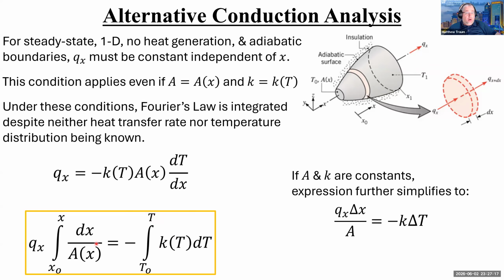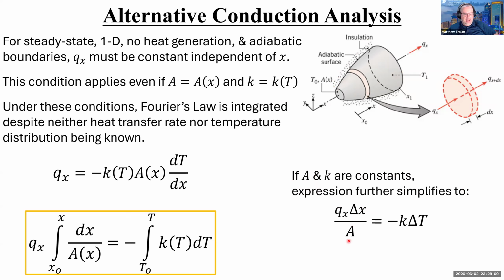For this example, I don't know what A sub x and k sub T are, but if I know A is a function of x and k is a function of T, what I'll end up with is an equation that basically relates x to T in this geometry. This is super powerful and super useful if you find yourself in a situation where you have an adiabatic surface and a changing cross-sectional area. And there's an additional simplification: if A and k happen to be constants, then the expression further simplifies to basically this.